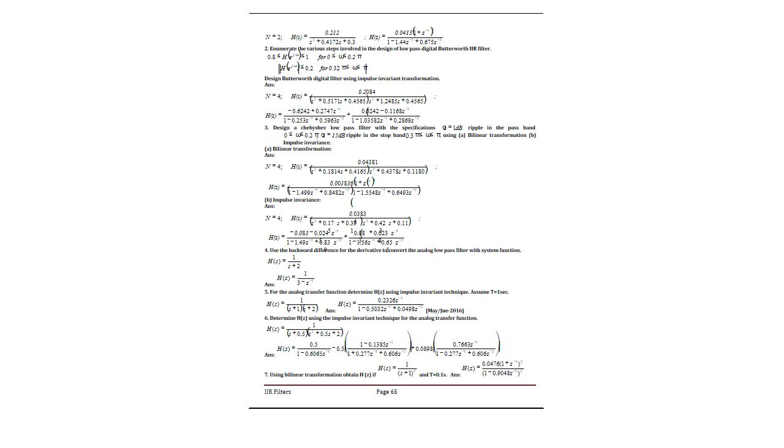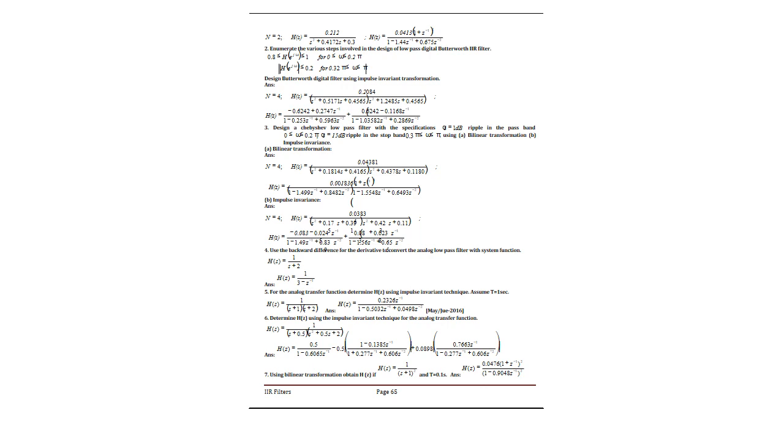Next is to enumerate the various steps involved in the design of low pass digital Butterworth IIR filters. Here we have to design the Butterworth digital filter using the impulse invariant transformation. We have used n is equal to 4, then apply the equations and find out the values. The next question is to design a Chebyshev low pass filter by using the bilinear transformation as well as the impulse invariance transformation. Within these two methods we have to find out the answers. We already know the n value, and by substituting the n value we will get the answers.